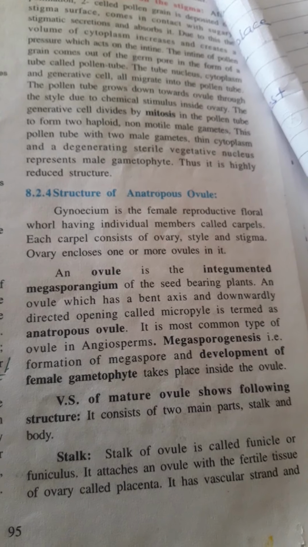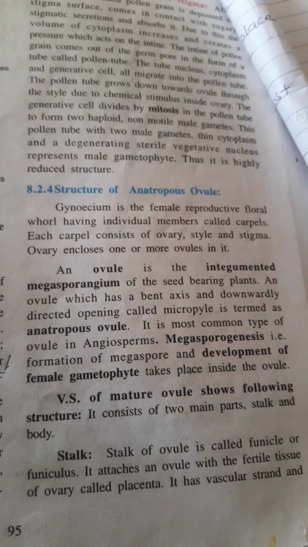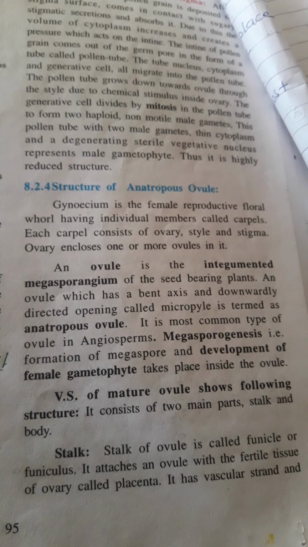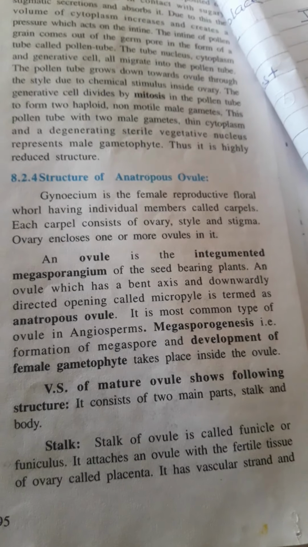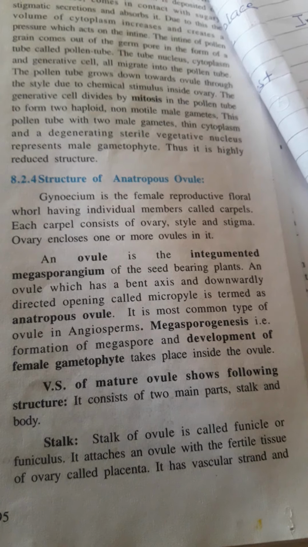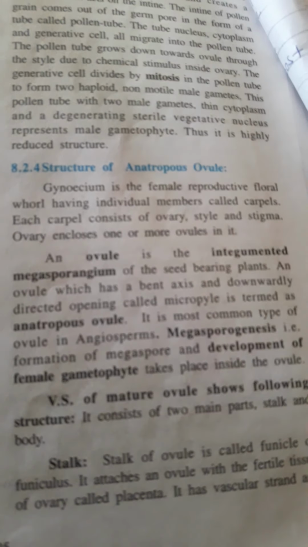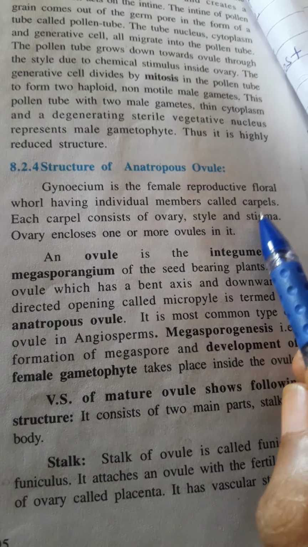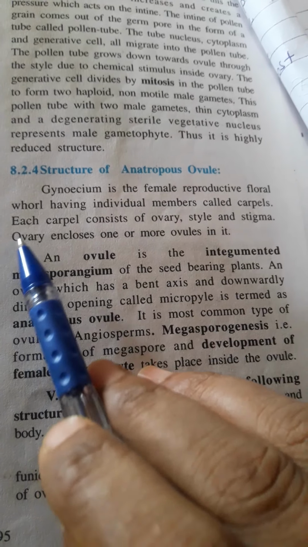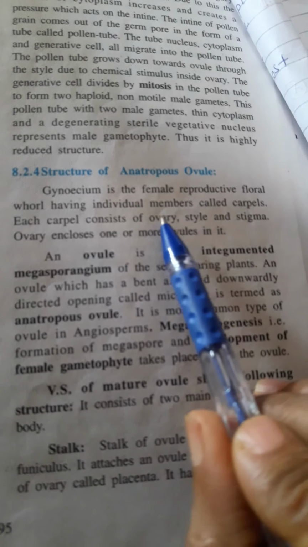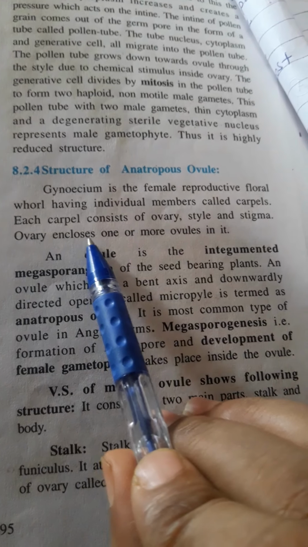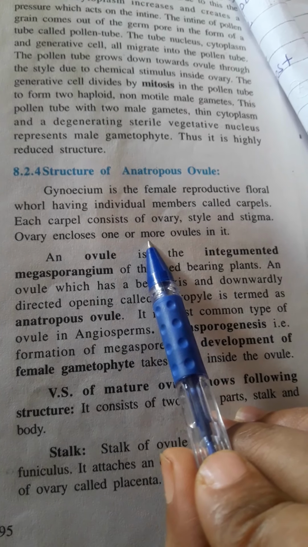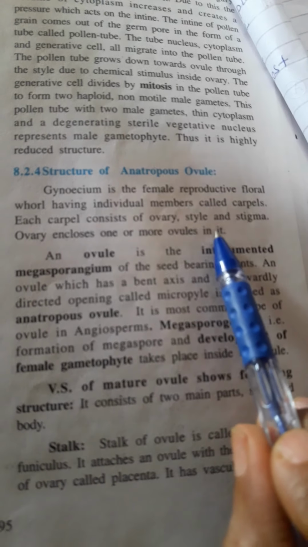Hello students, let's start with another important question, that is structure of Anatropous ovule. Gynoecium is the female reproductive floral whorl having different members called carpels. Each carpel consists of ovary, style and stigma. Ovary encloses one or more ovules in it.